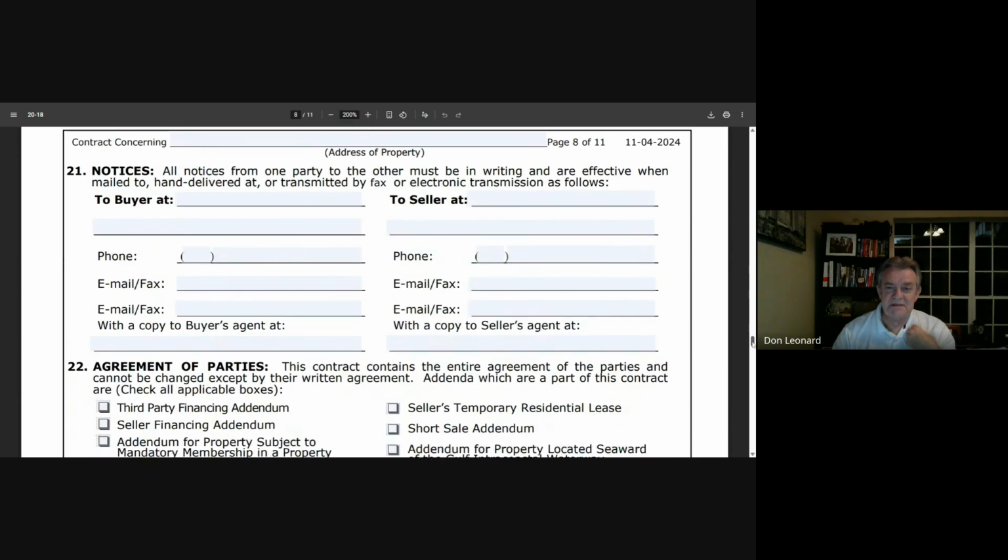21 is notices. Contact information for buyers and sellers needs to be placed in this part of the contract. A lot of people are going to get a copy of this contract, so contact information for buyers and sellers really needs to be there. A lot of times agents will just put their own information. Don't do that. Put contact information for your party. If you want to just put email and not a phone number, I get it.